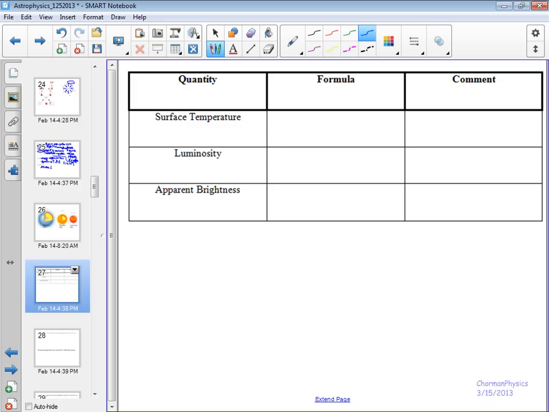Okay, so there's just a few equations that we need to be aware of here. The surface temperature, all right. This is Wien's law. We've already talked about this.